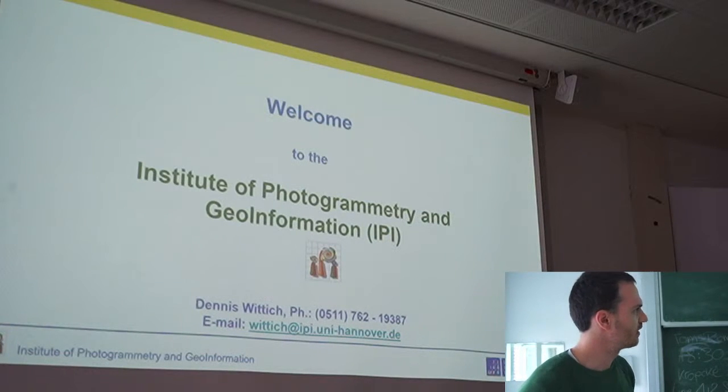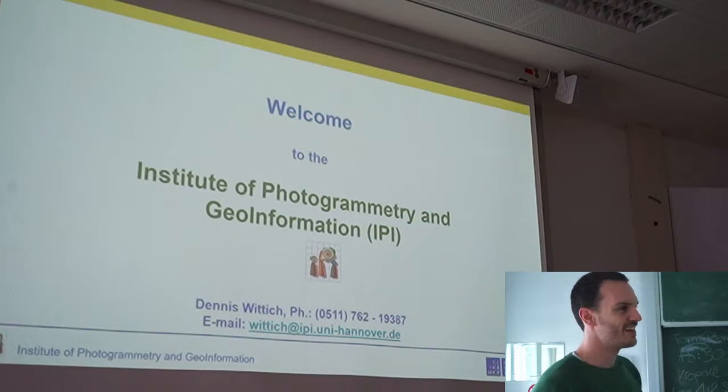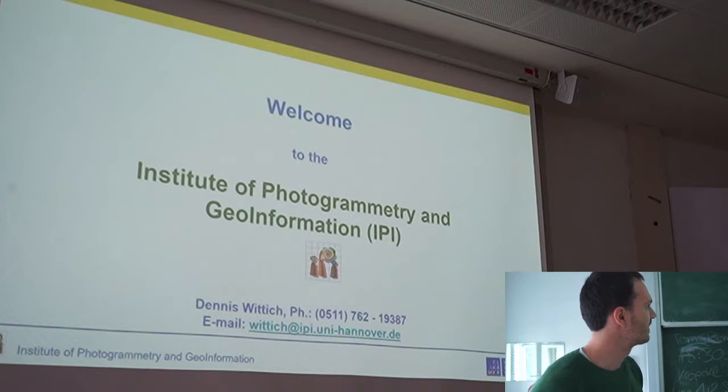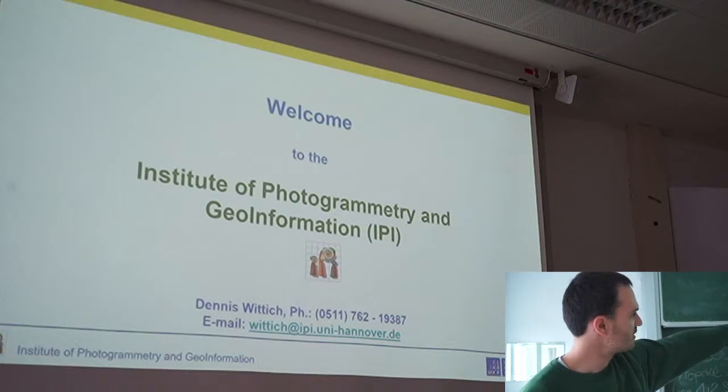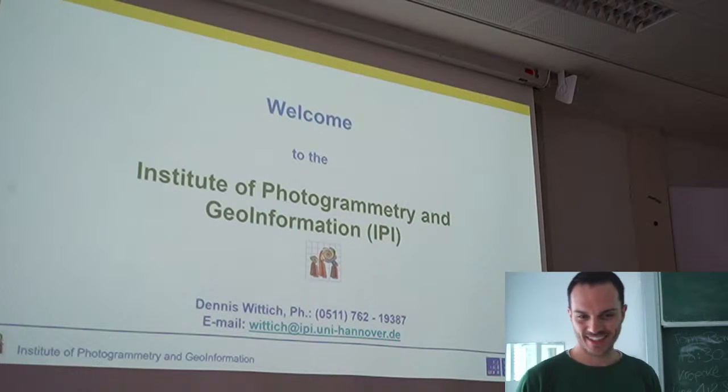You may be wondering about the second I. That comes from earlier days when the institute actually had a different name. Ingenieursvermessung was the second word, and then the name got changed and we used the I in geoinformation to make the abbreviation still correct.